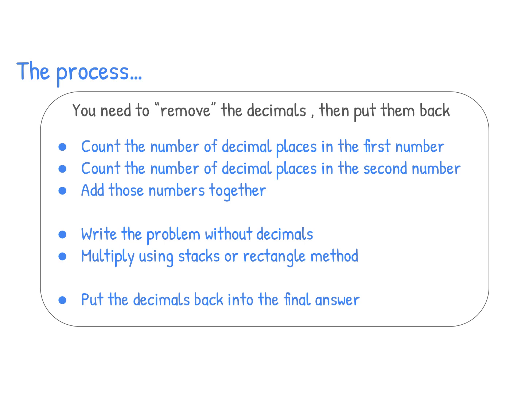After you've done that, you want to write the problem down without decimals, and you want to multiply either using stacks or the rectangle method, whichever is best for you, up to you completely. Then when you get that final answer, you want to put those decimals back in. So let's take a look.